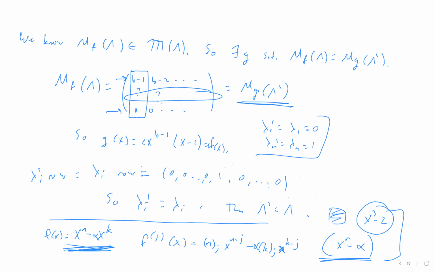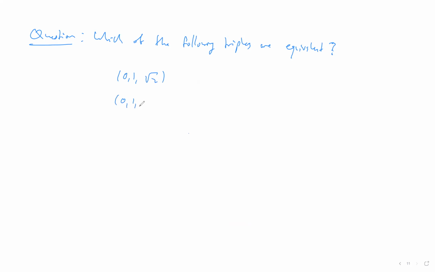Okay, so I just wanted to conclude with an open question, very much in the vein of what we were just talking about. So which of the following triples are equivalent? So I'm just going to write down some things, and hopefully some of you will have ideas. So 0, 1, square root of 2; 0, 1, square root of 17; 0, 1, 5 to the 1/3; 0, 1, pi; 0, 1, e.